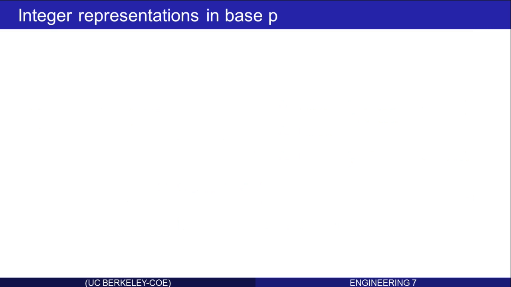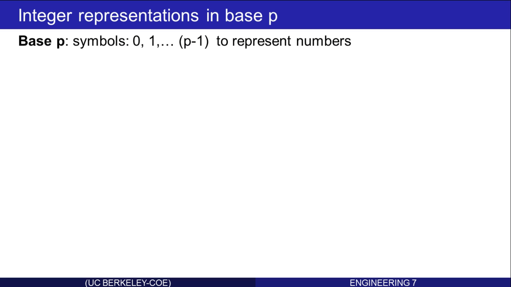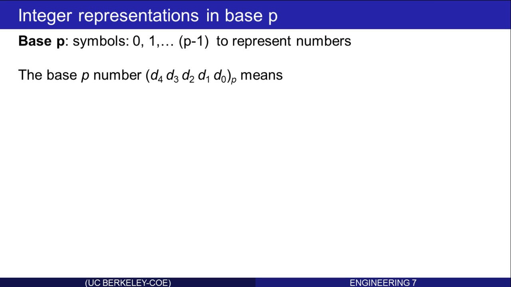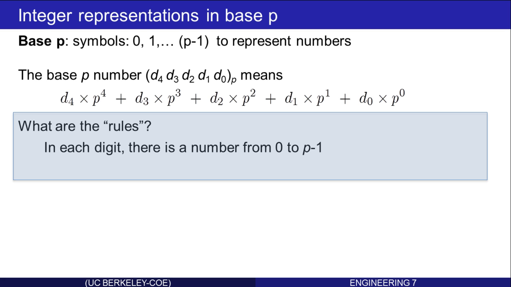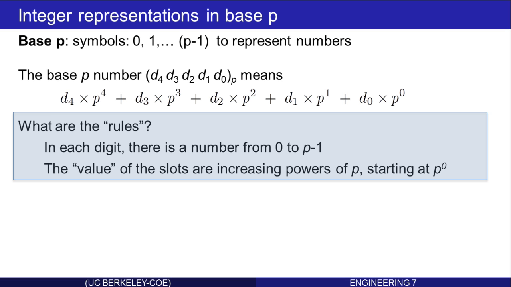Finally, let's do a general base p case. Base p, the symbols are 0 through p minus 1 to represent the numbers. And a number in base p might be represented this way, which means d4 times p raised to the 4th power, plus d3 times p raised to the 3rd power, plus d2 times p raised to the 2nd power, plus d1 times p raised to the 1st power, and plus d0 times p raised to the 0th power. The rules: in each digit, there's a number from 0 to p minus 1, and the value of the slots are increasing powers of p, starting at p to the 0.